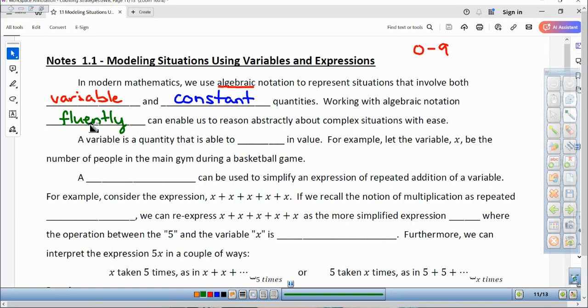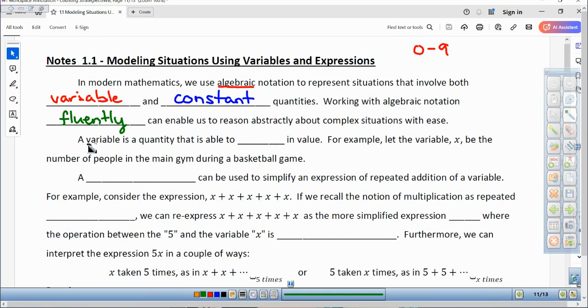But if we can do this fluently, it will allow us to reason abstractly about complex situations with ease. And this is a reality. It allows us to take sometimes a real-world situation and turn it into an equation that we just solve like we're tying our shoes, and then our answer to that equation can now then be transferred back into our real-life situation. And it felt like it was no trouble at all, because tying our shoes is no trouble at all, because we do it all the time and we have a strategy for doing something like that.